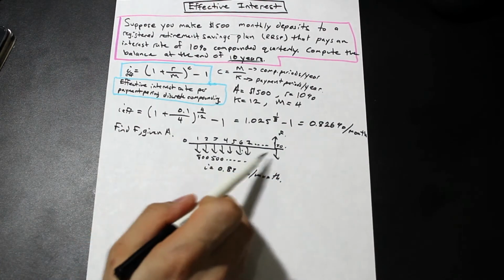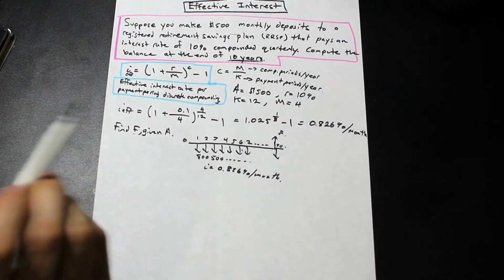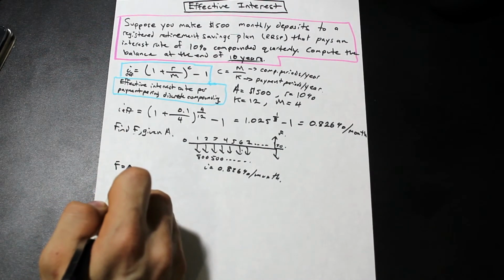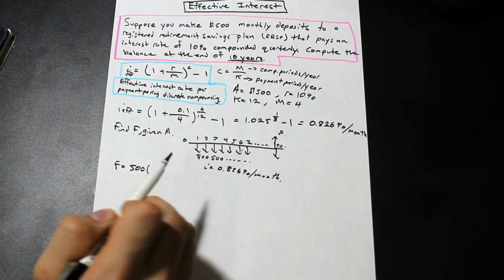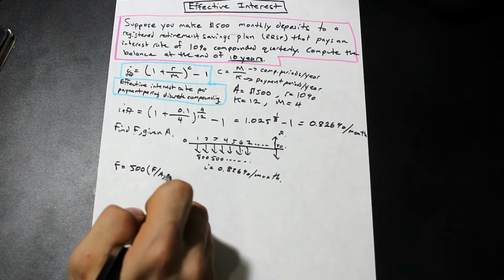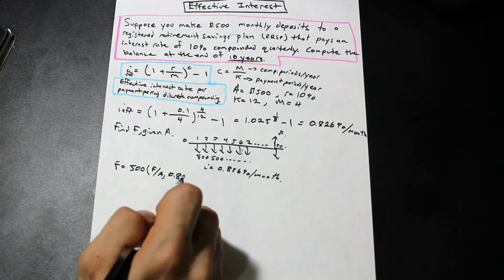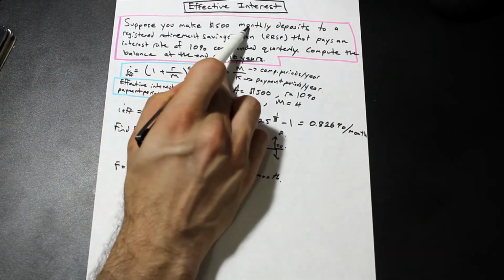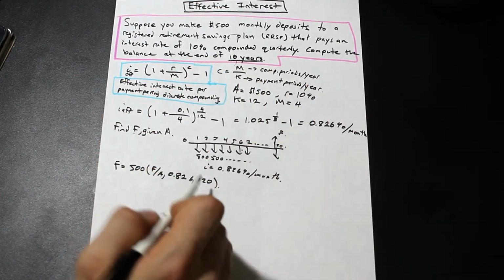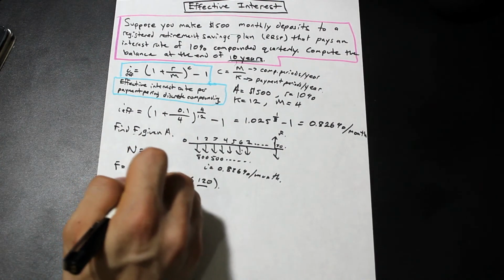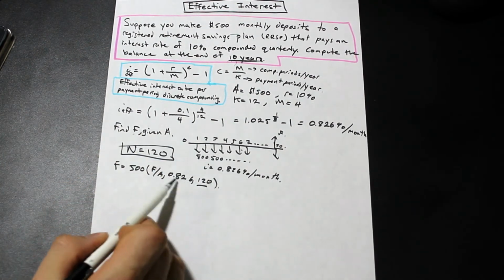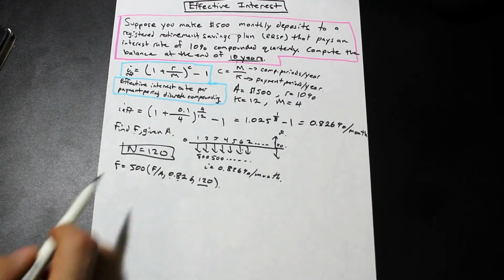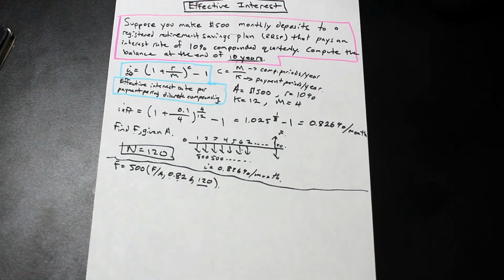So we need to apply our F given A formula, and this is what it's going to look like. We want to find F, and we're given A, which is 500, and we apply the factor for F given A, 0.826, 120, because it's 10 years with monthly deposits, so 10 times 12 is 120. However, we don't have an interest table for 0.826. You might be thinking, how do we solve this? Well, this is a case where we need to use the formula.